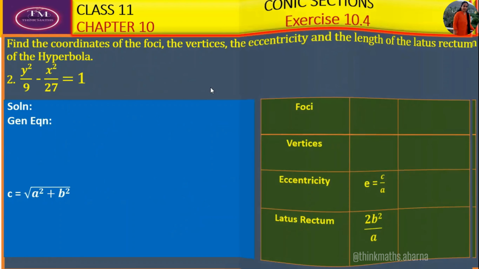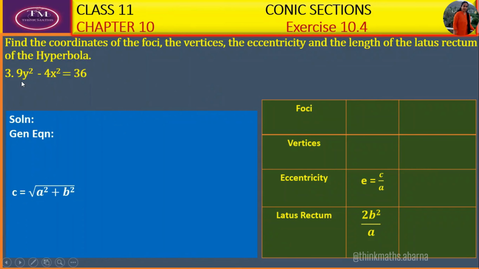So moving on to the third one. 9y square minus 4x square equal to 36. So if you check this, this is not of the form y square by something and x square by something. So we have to convert to that general form. So it should be equal to 1. To make this as 1, we have to divide by 36 on both sides. So it is 9y square by 36 minus 4x square by 36 equal to 36 by 36.